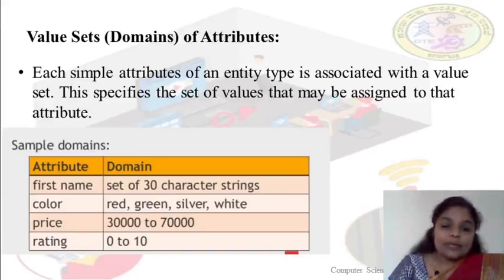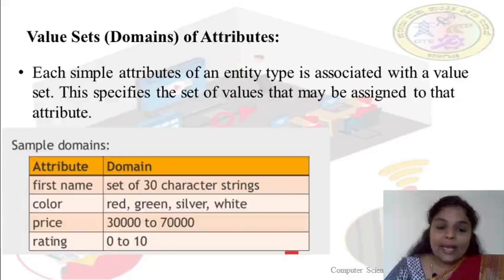First look at the example. The attribute first name can have a set of 30 characters. Character means A, B, C, D, English alphabets. For the color field, it is telling that it can have only red, green, silver, white. Means the table I am designing can have only red, green, silver, white colors.